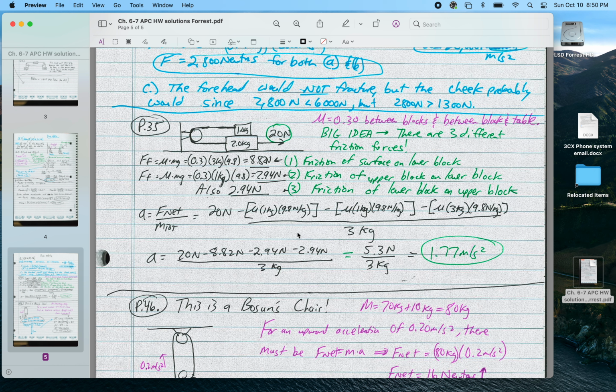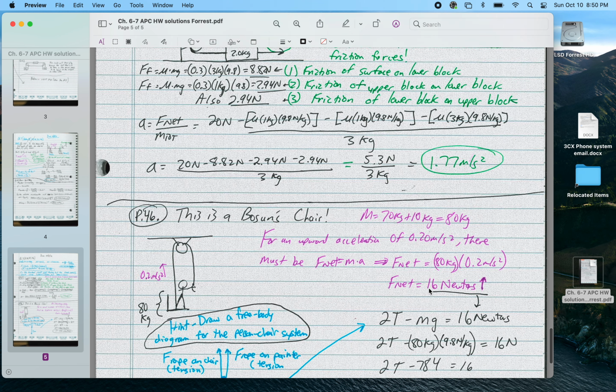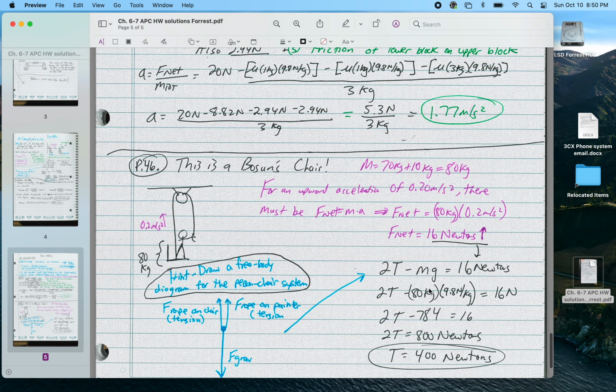So overall, take those forces, 20 newtons applied, minus the 3 friction forces, all that over the 3 kilograms mass of the total system. And I get 1.77 meters per second squared.